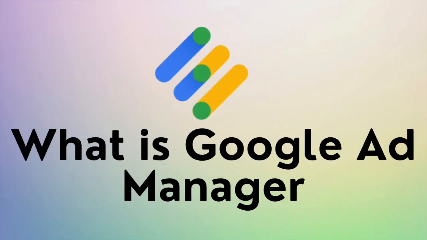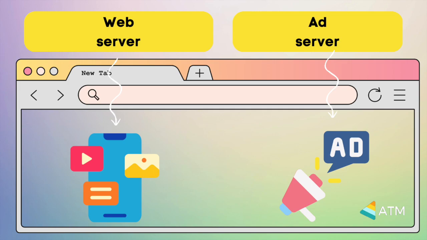It was earlier known as DoubleClick for Publishers, short for DFP, and now it is known as Google Ad Manager, or simply GAM in the market. To understand what Google Ad Manager is, simply put, it is a server. It's an ad server. So what is an ad server?